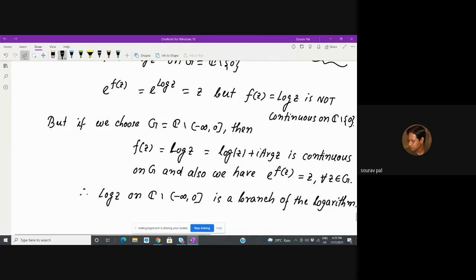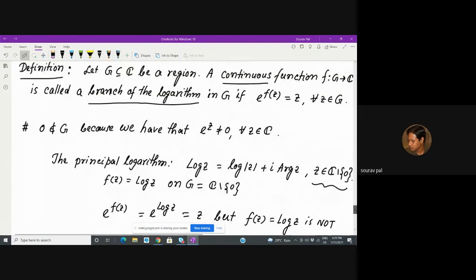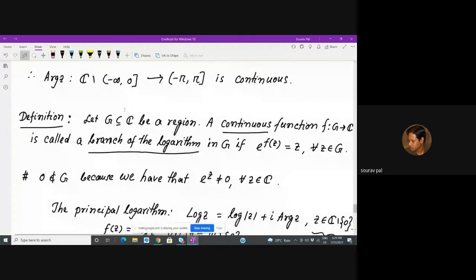Once again, please look at the definition of how we have defined a branch of the logarithm. We have to choose a region first, an open connected subset of C. We have to choose a continuous function f from G to C, and it has to satisfy this functional equation e to the f(z) equal to z for all z in this domain, in this region. Then we say that it is a branch of the logarithm.